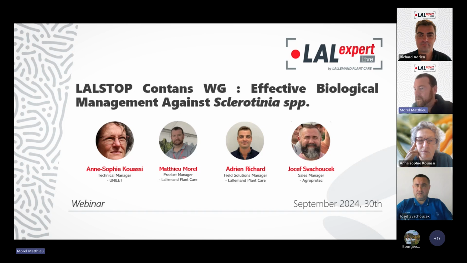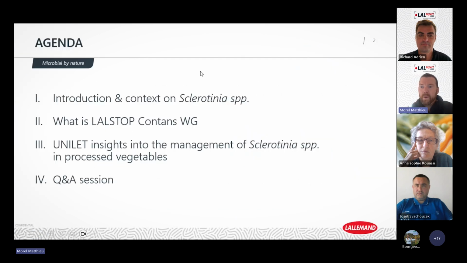Okay, so we are going to start. A little introduction about the webinar. Today we will briefly introduce the disease: what is sclerotinia and its cycle. Then Adrien will introduce LALSTOP Contans, the product characteristics, and how to handle the product. Then we will have the UNILET insight and the experience they have had with the product for many years now on vegetable crops. Then Josef will present his experience with the product. And then we will have a question and answer session at the end.